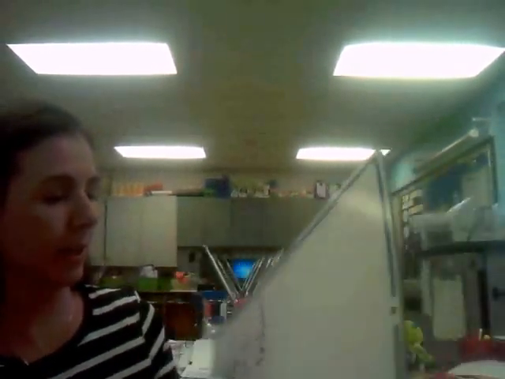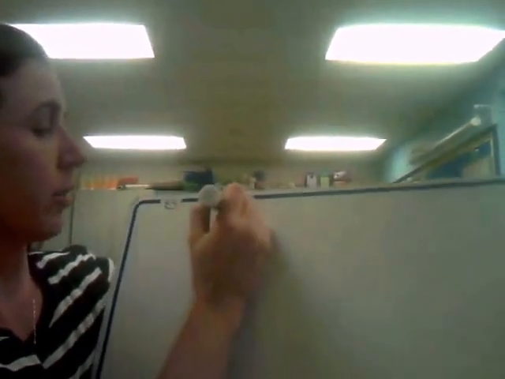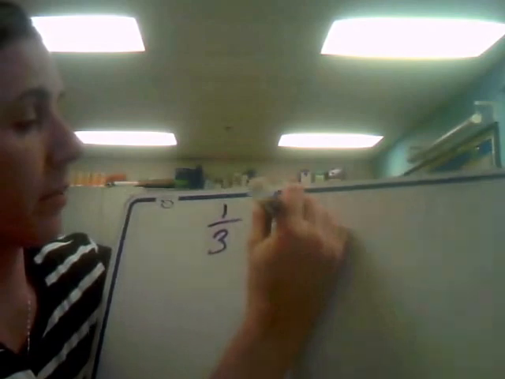Some classes got to a number line and some did not. So I quickly want to go through what that looks like. Back to the 1/3 divided by 4, I'll do that as a number line.